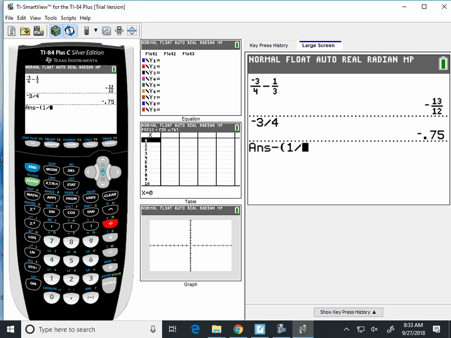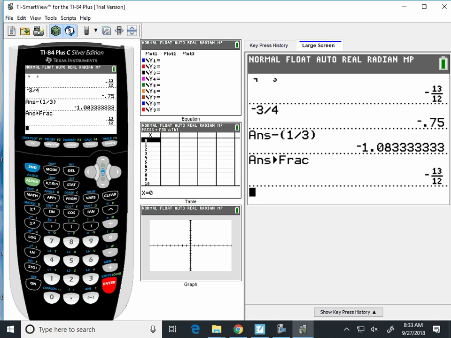1 divided by 3. So with fractions, it's really important to put parentheses. The calculator might not necessarily read it correctly, so put parentheses with fractions. Enter. You get a decimal. If you just do math, enter, it'll change it to a fraction for you. If you have an older graphing calculator, the green button, y equals, gives you a fraction button. Okay?